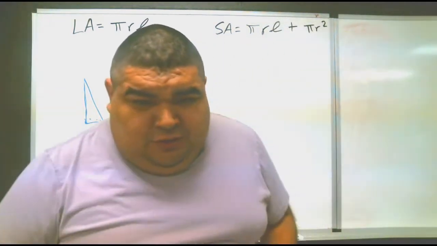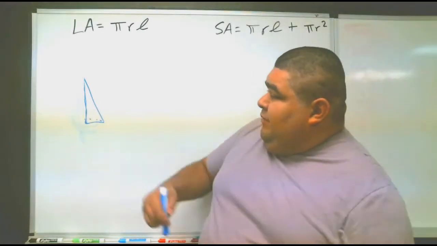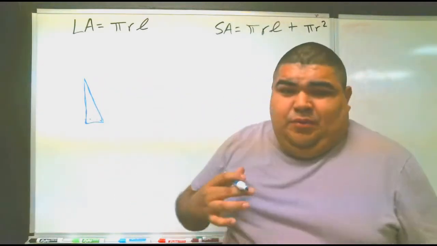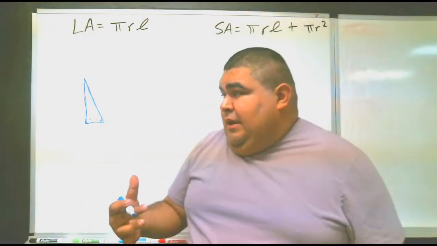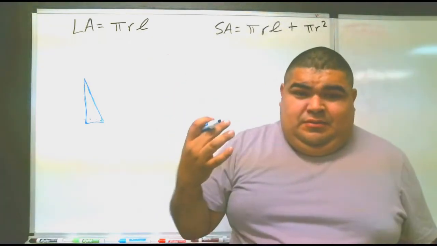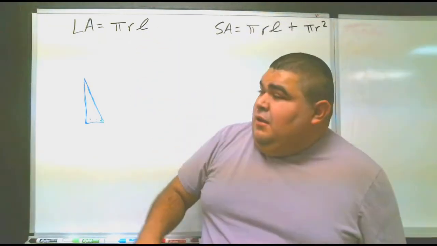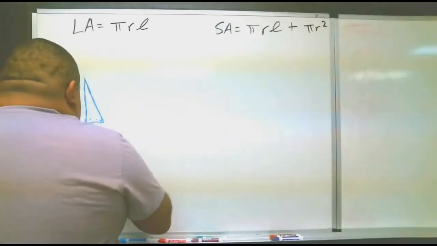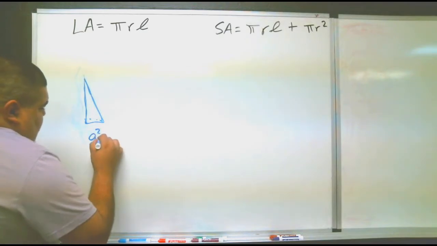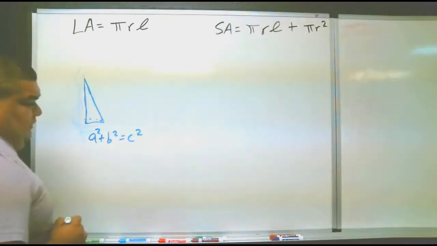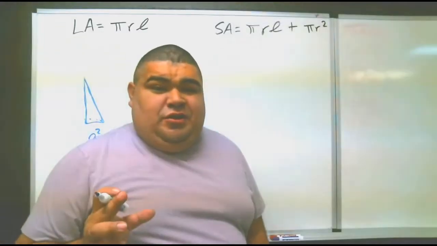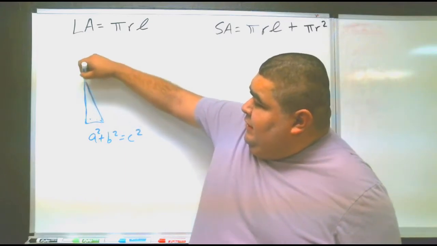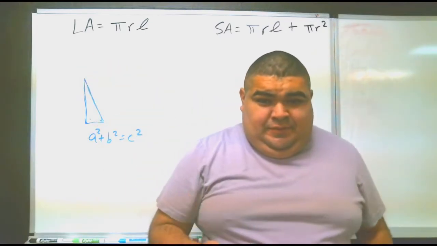So, in order to find the lateral area on this cone, keep in mind, lateral was this piece here. When we label our cone, in this case, to find the slanted height, we use what is known as the Pythagorean Theorem. We have a squared plus b squared equals c squared. C is always your hypotenuse. In this case, your c on the cone is your slanted height.